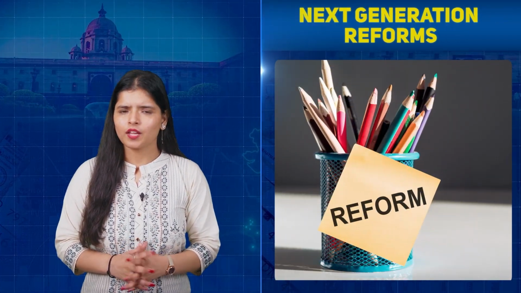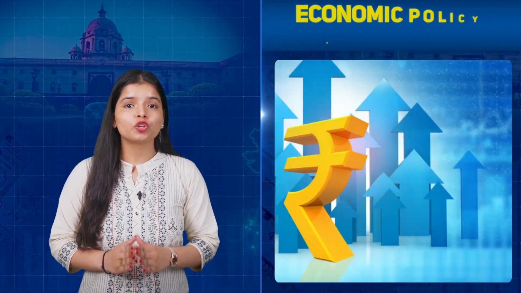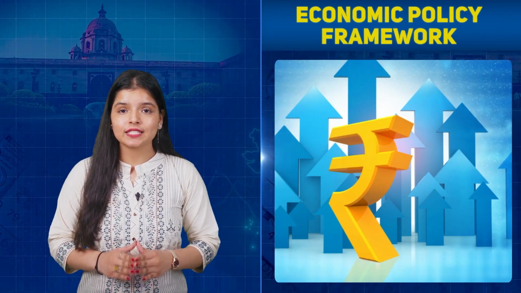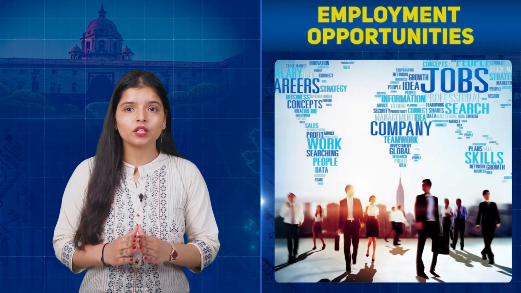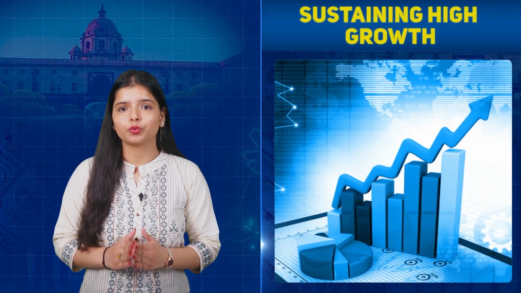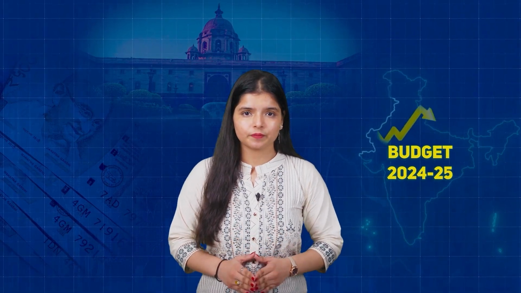Having delved into the transformative aspects of Priority 8, let us now turn our attention to our last priority, that is the 9th priority, which talks about the next generation reforms. Here, the government aims to establish a robust economic policy framework that sets the stage for facilitating employment opportunities and sustaining high growth. This involves incentivizing reforms to improve productivity and efficiency across markets and sectors.